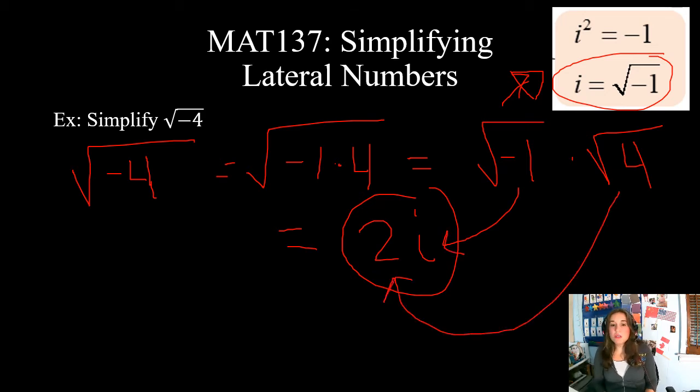Okay? So you're always going to do the same trick. You're going to pull a -1 out of whatever you start with. If you have a negative under the radical, pull a -1 out like we did here, break them apart like we did here, and then simplify.